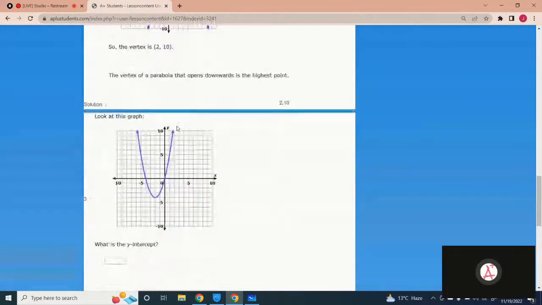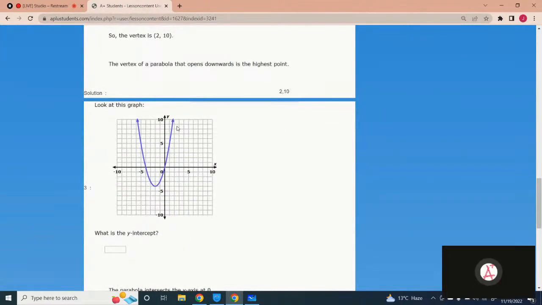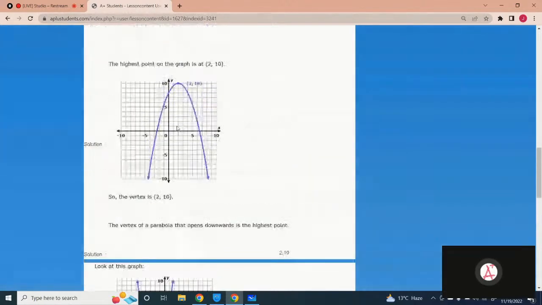Okay, for this one, you have to find the y-intercept. The y-intercept is a point where the parabola intersects the y-axis. So it is passing through the vertex. So the y-intercept must be 0. Okay, let's start with the practice questions.